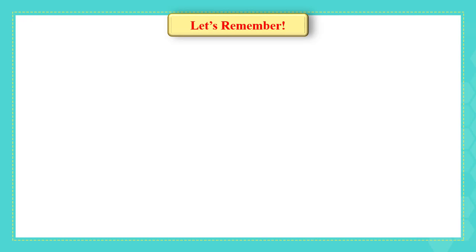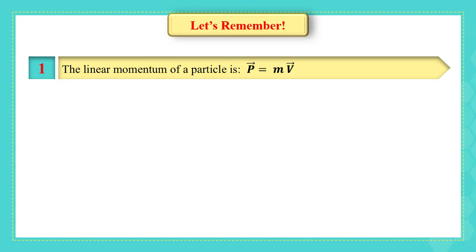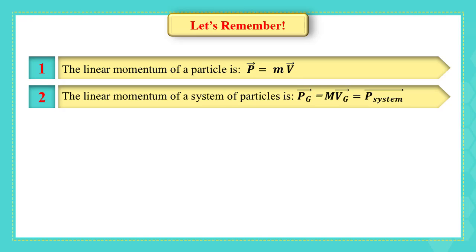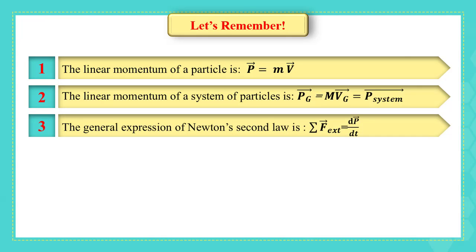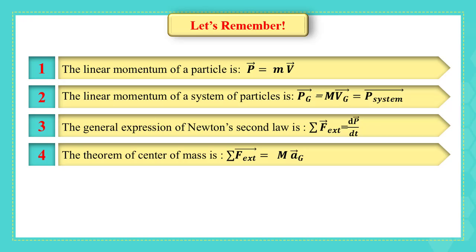We defined the linear momentum as p vector equals mv. We talked about the linear momentum of a system of particles: p of the center of mass equals the p of the system. The general expression of Newton's second law is the sum of forces equals dp by dt, and the theorem of center of mass is the sum of F external equals the mass times the acceleration of the center of mass.